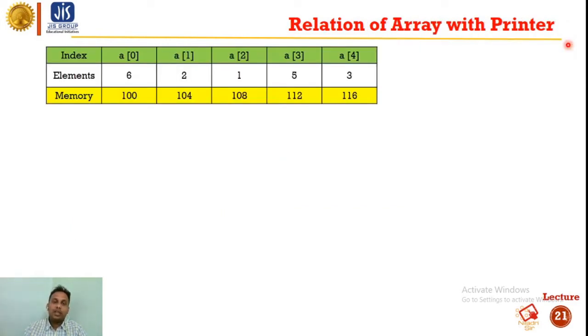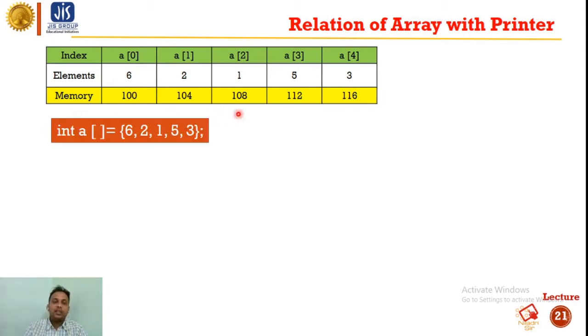Suppose this is an array. As you can see, the indexes start from 0, 1, 2, 3, 4, and the elements of the array are 6, 2, 1, 5, 3. These are the memory addresses. The memory address of A0 is 100, A1 is 104, A2 is 108, A3 has 112, and A4 has 116. As you can see, each integer takes 4 bytes of space. So this is the array.